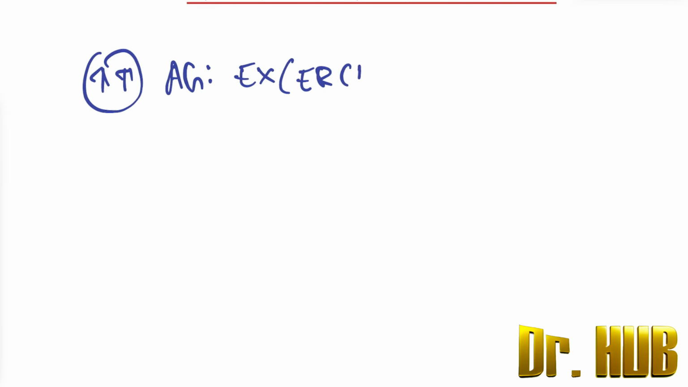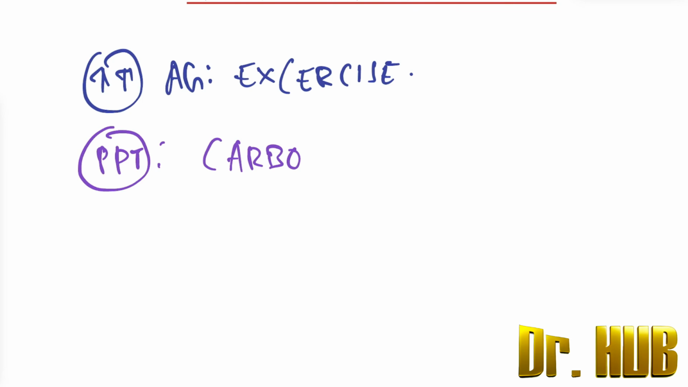Then what is it aggravated by? The aggravation is by the presence of exercise. Whereas in early dumping it was food, here it is going to be exercise. Next, how is it precipitated? The precipitation here is the same in both: it is carbohydrate rich food.